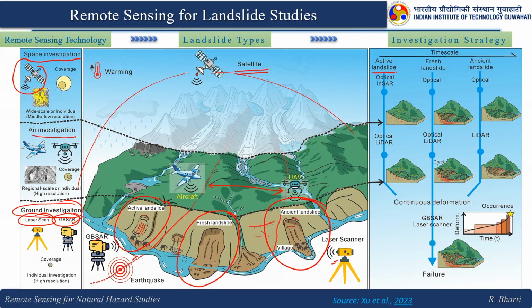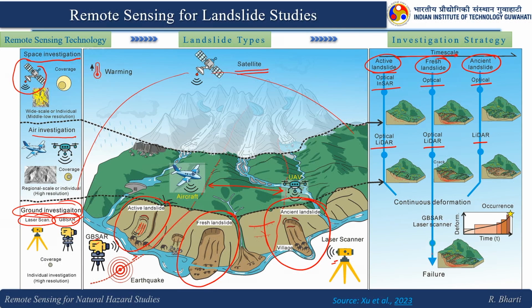Now, here on this side we have the time scale, then we have the active landslide, fresh landslide and the ancient landslide. Here they have used optical, InSAR, then optical data, right. Here you have LiDAR.